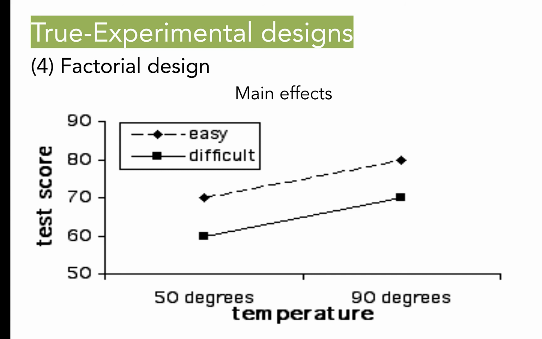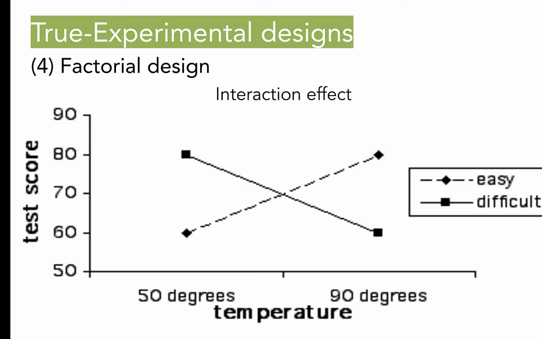So the main effect shows that in a hot room, students consistently perform better, so have higher test scores, than in a cold room. Now, what is the main effect of test difficulty? This graph shows that regardless of temperature, an easy test results in higher test scores than a difficult test. You could also look at the interaction effect, which means you consider both independent variables at the same time.